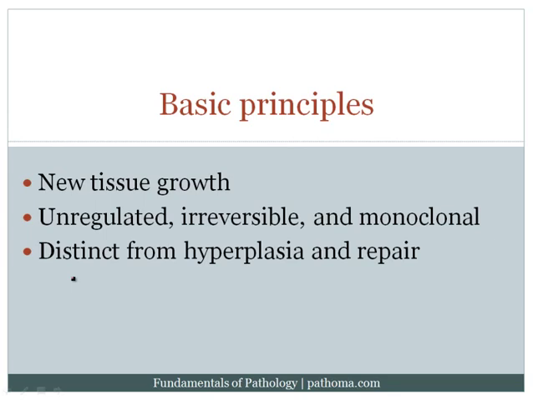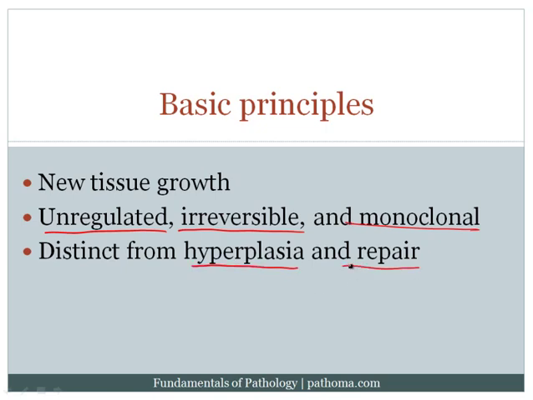And what's important to recognize concerning neoplasia is that it is unregulated, irreversible, and monoclonal. Now, these three features are important because it's these three features, the fact that the growth is unregulated, that it's irreversible, and that it's monoclonal, that help to distinguish neoplasia from hyperplasia or repair.